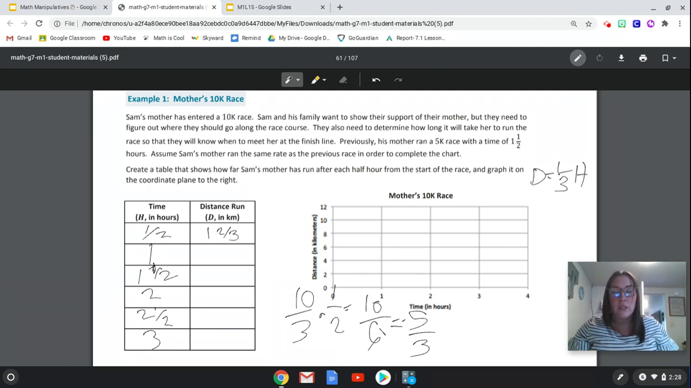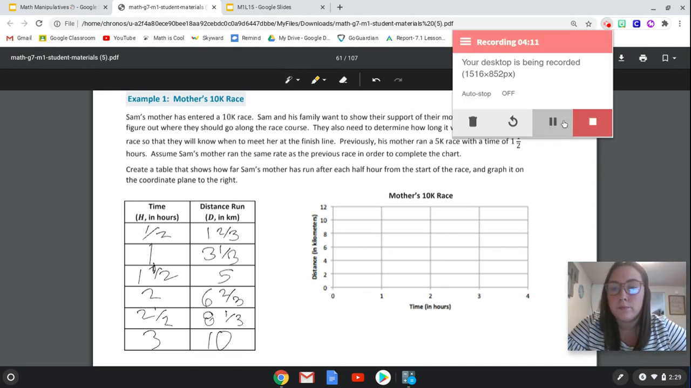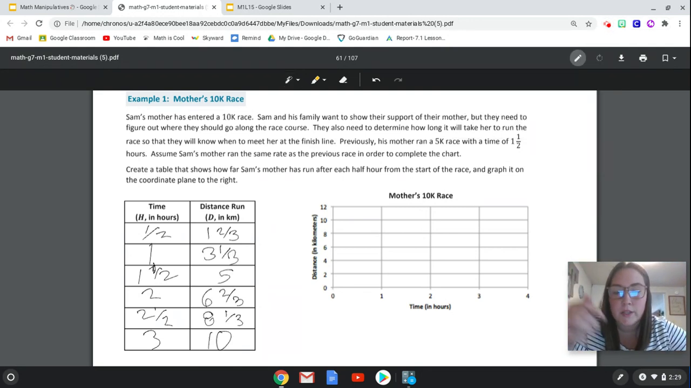Okay, I'm going to fill out the rest really quick, and then we're going to graph it together. Okay, ready? I'll be right back. Okay, I'm back. We can do this. So I got the whole chart filled out. I just multiplied each of my h's, hours, times 10/3, which was my constant.